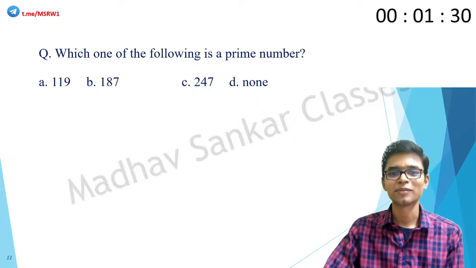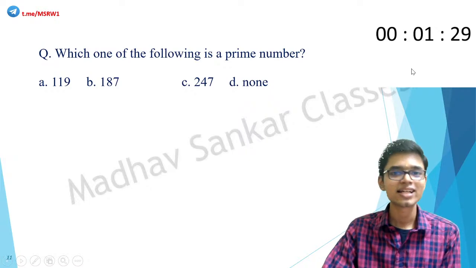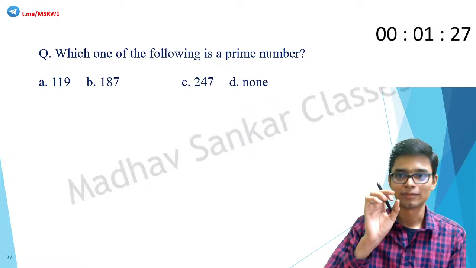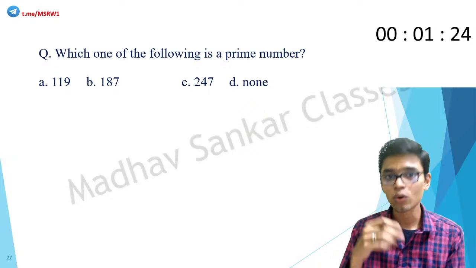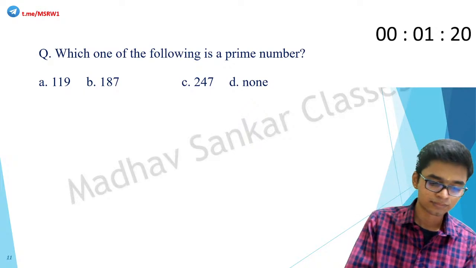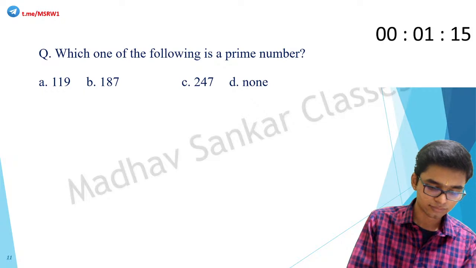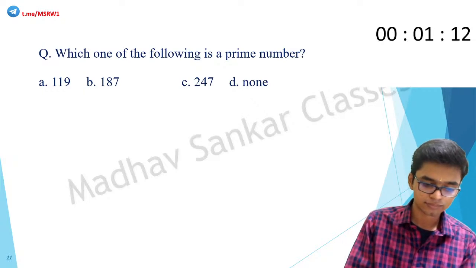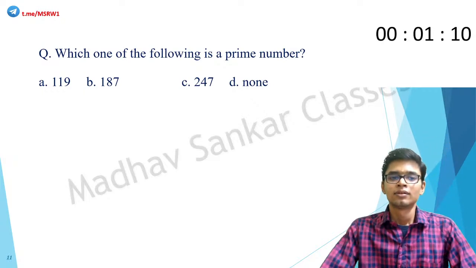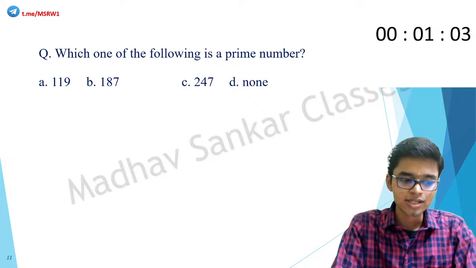Which one of the following is a prime number? Okay, here we go. Time starts now. Yesterday, I taught you the procedure to check whether a number is a prime number or not. Which one of the following is a prime number? Option A, 119. Option B, 187. Option C, 247. Option D, none of the above.